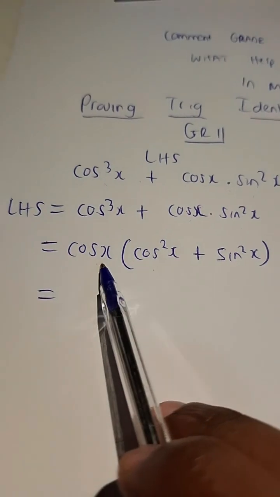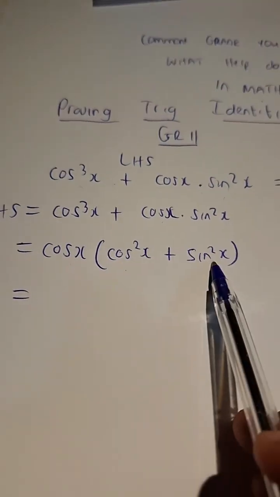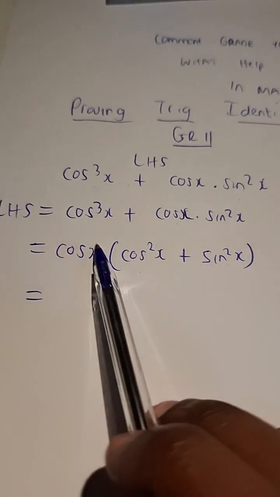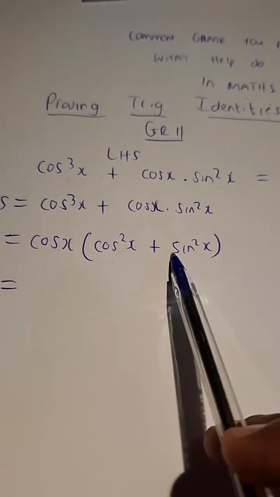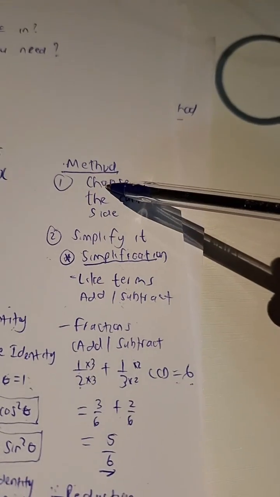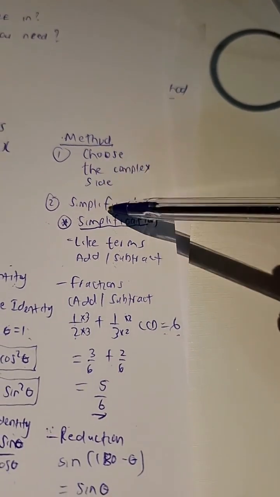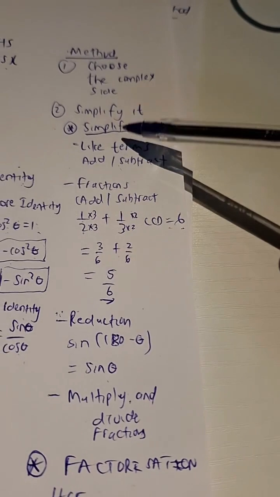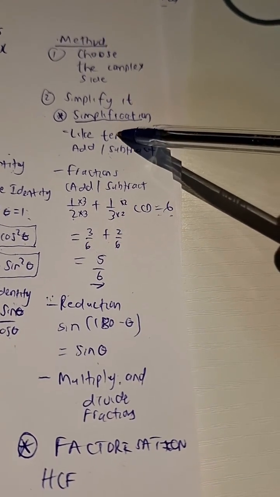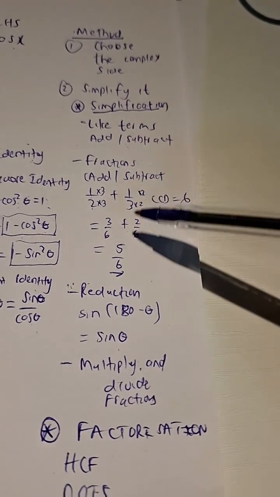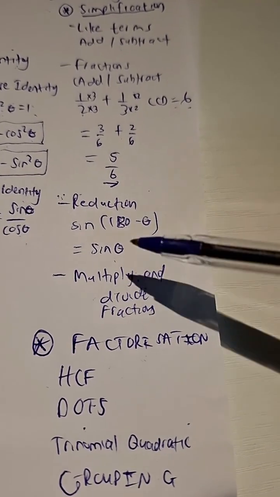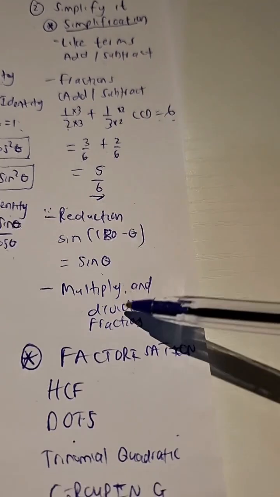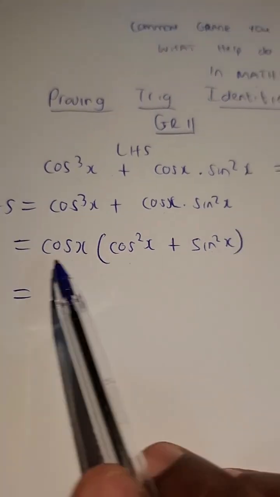Now that I have this, I look at my expression again. This is one term. I have cos x on the outside. Inside the bracket, I have cos squared x plus sine squared x. So I go back to strategy number 1. Is there any simplification I can do? Meaning addition and subtraction of like terms, fractions, addition, reduction, simplification, multiplication and division of fractions. So there's no simplification from the expression that I now have.